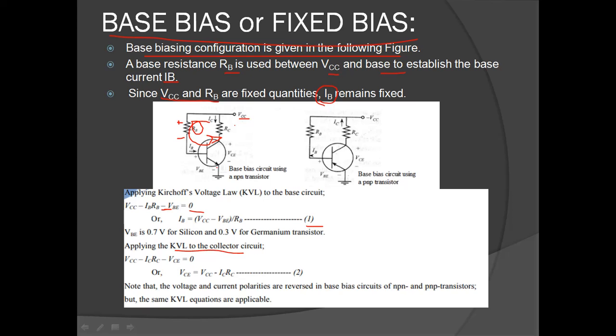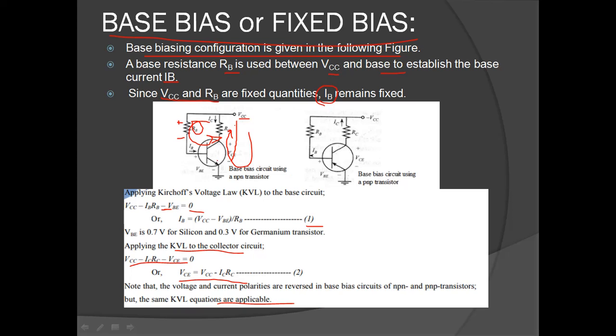When you apply the KVL to the collector circuit, what you get is VCC minus IC RC minus VCE. So this is the circuit you are applying, and you get this equation. When you rearrange it, you get VCE is equal to VCC minus IC RC. Note that the voltage and the current polarities are reversed in bias circuits of NPN and PNP transistors, but the same KVL equations are applicable.